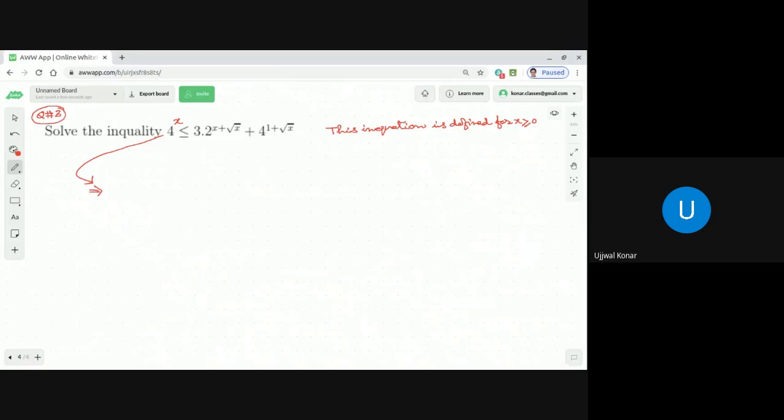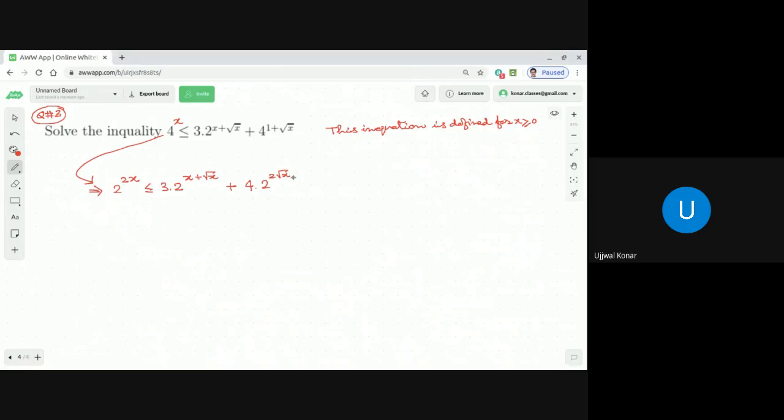Okay, now let's proceed. So it should be 4 to the power x. Now, 4 to the power x, what can we write? 2 to the power 2x. We can write 2 to the power 2x is less than or equal to 3 into 2 to the power x plus square root of x, plus 4 into 2 to the power 2 root x. Correct or not? We can write 4 into 2 to the power 2 into root x.